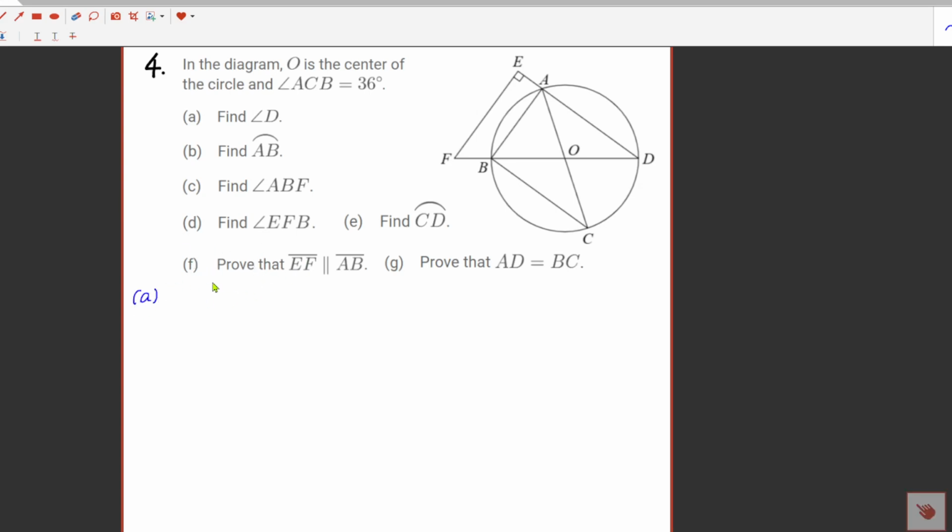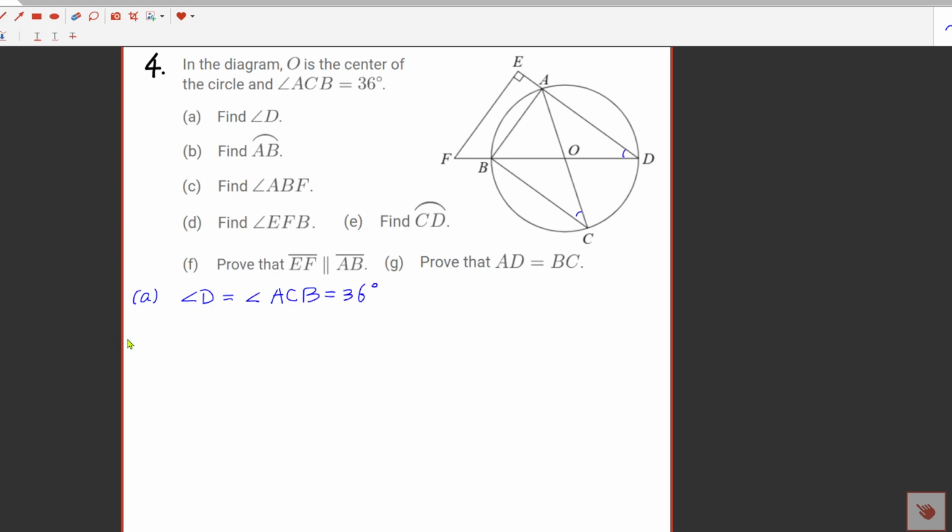Okay, first let's consider question A, angle D. So angle D here is inscribed in the same arc as angle C, right? So angle D is simply equal to angle C or ACB, right? And both of them equal 1/2 of arc AB. So we can simply say angle D equals angle ACB, which is 36 degrees, right?